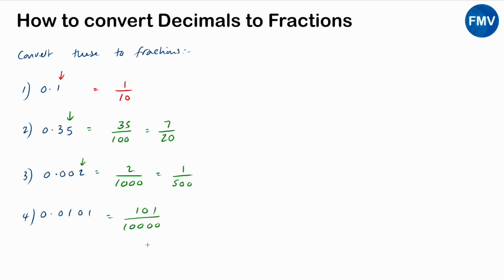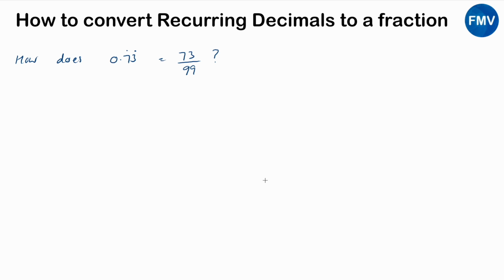Let's now move on to converting recurring decimals to fractions. So we're going to finish with looking at how we turn a recurring decimal into a fraction. So looking at this question here, how does 0.73 equal 73 over 99? The way of doing this is actually allocating a letter to this value. So we're going to say, in this case, let f for fraction equal 0.73 recurring.